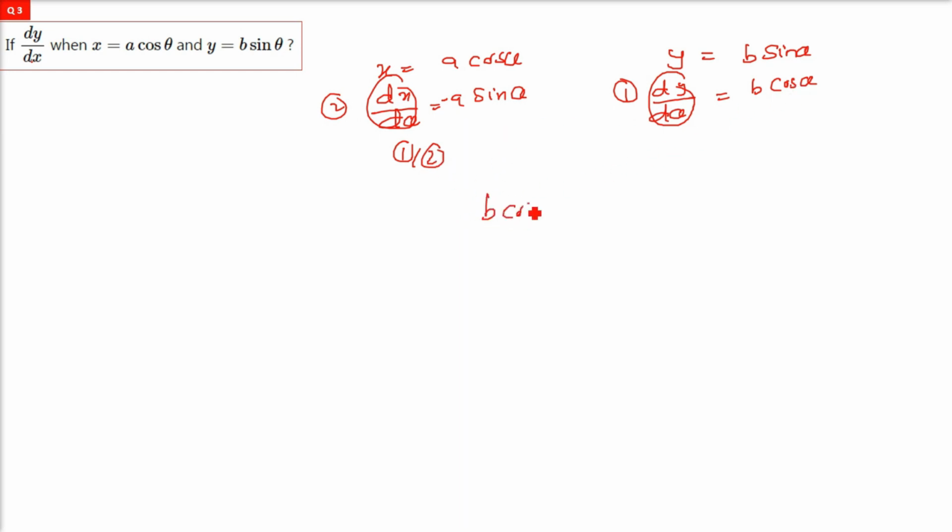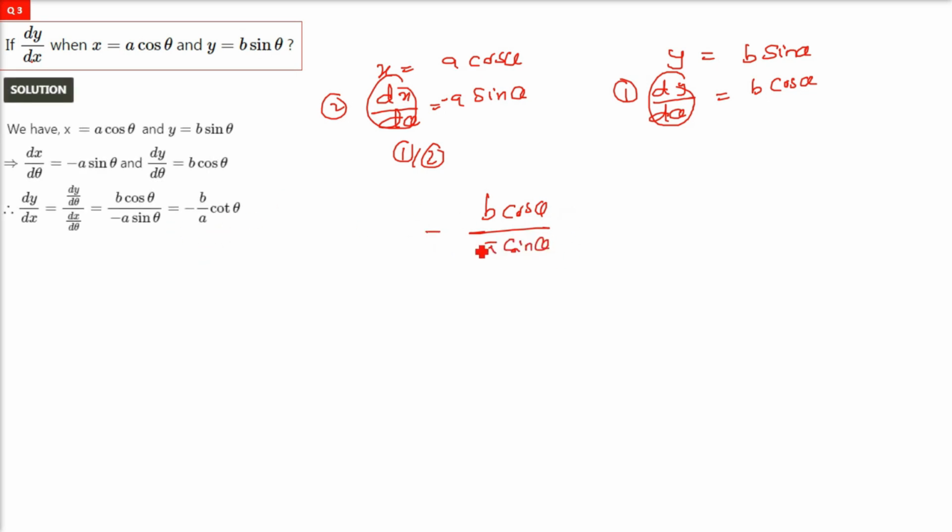What will you get? b cos theta divided by negative a sin theta. So minus b by a, and cos theta by sin theta you can write as cot theta. So minus b by a cot theta.